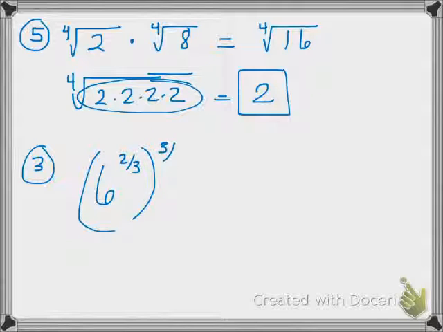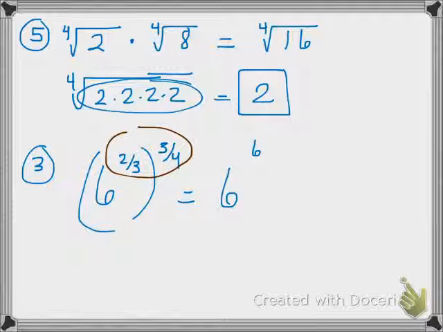So looking at number 3, we have something inside, something outside. When you have something like this in the exponents, you have to multiply them. So this is where I get 6. 2 times 3 is 6. 3 times 4 is 12. So that 6 over 12 reduces to 1/2.